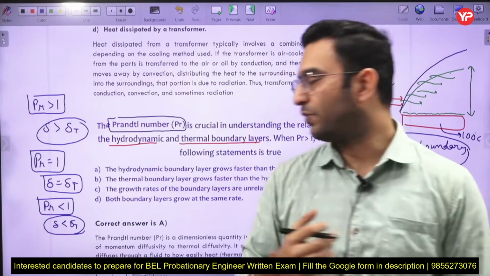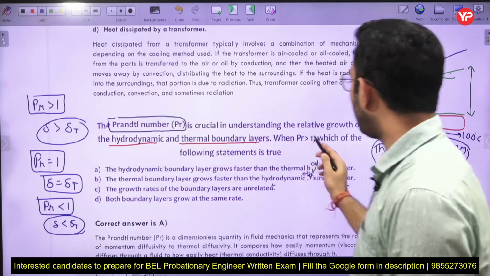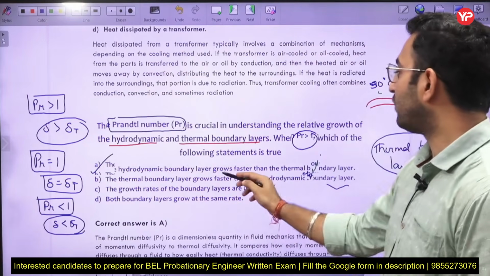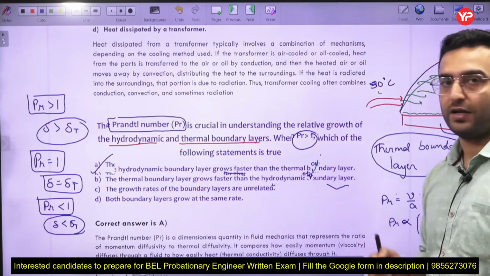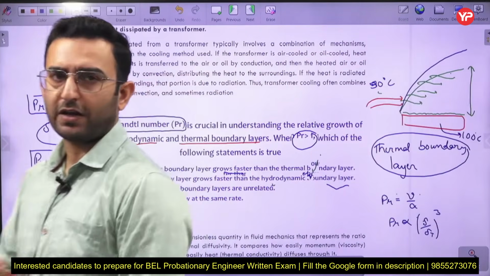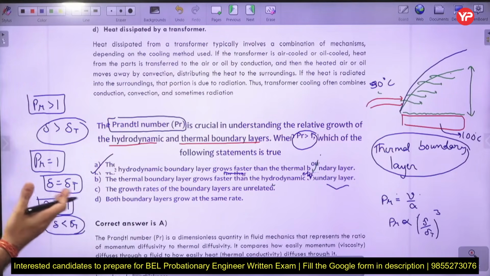So that is a very important part here. I can say in this case, when the Prandtl number is more than 1, the hydrodynamic boundary layer grows faster than the thermal boundary layer. That is the important part here. I hope it is very clear to all of you. It's a very simple part, you just need a basic understanding of the boundary layer, along with convection heat transfer, that's it.